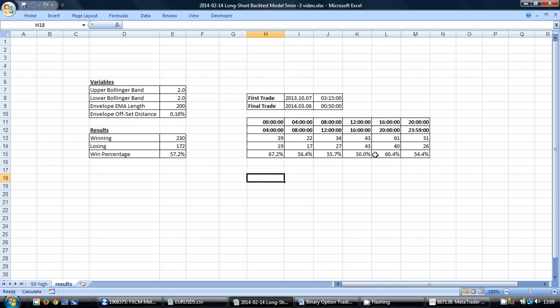I've also broken down the results here into the different time periods. This I think is very useful. At the moment, with just 5 months' worth of data, it's probably not very useful, but once you accumulate more backtest results, I think it is quite useful.